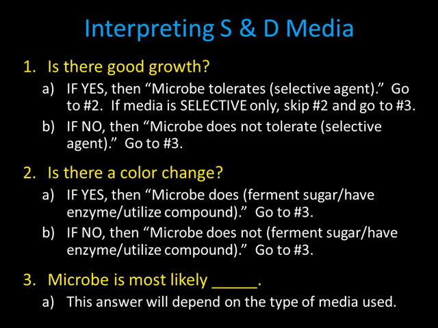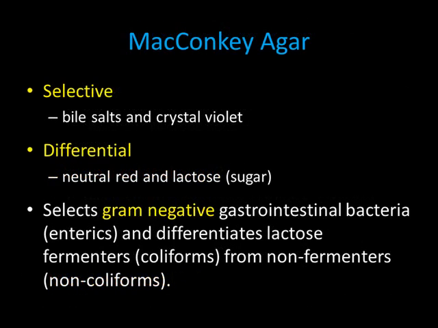Let's look at a few commonly used selective and differential media and practice interpreting some examples of results. The first selective and differential medium is MacConkey agar. You should note that the selective and differential agents are listed on this slide. Its purpose is to isolate gram-negative enterics and to differentiate them based on their ability to ferment the sugar lactose.